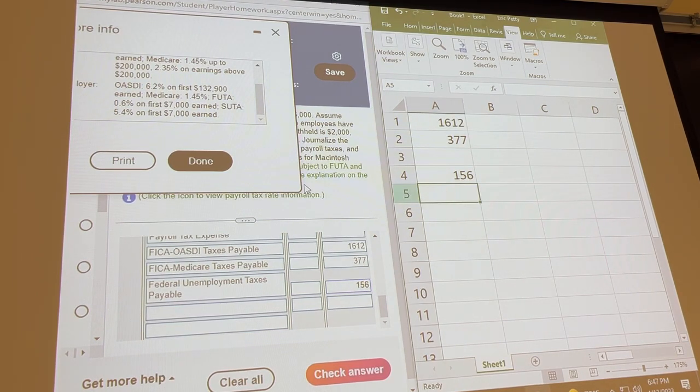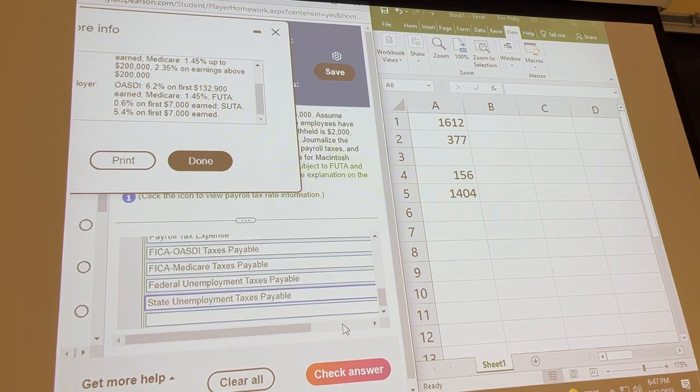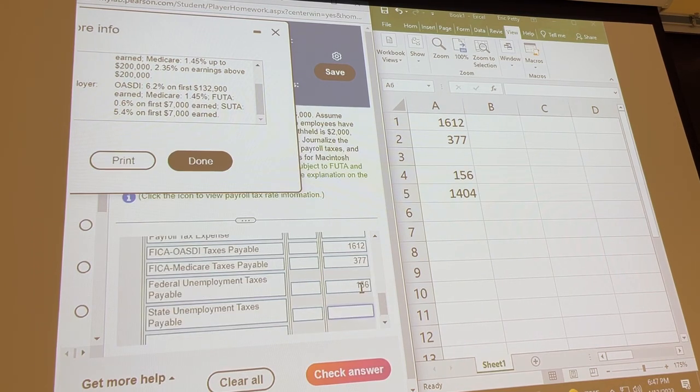And then for the state, the SUTA tax, they say 5.4%. So 26,000 times 5.4%. So it'd be $1,404. All that state unemployment taxes payable, 1,404.